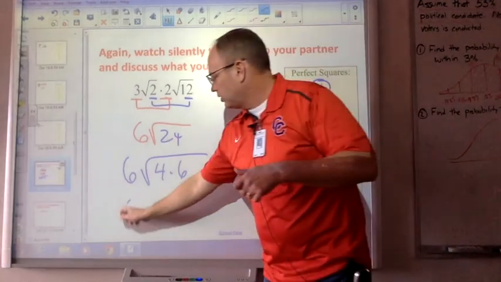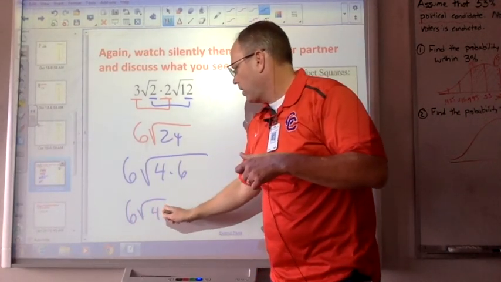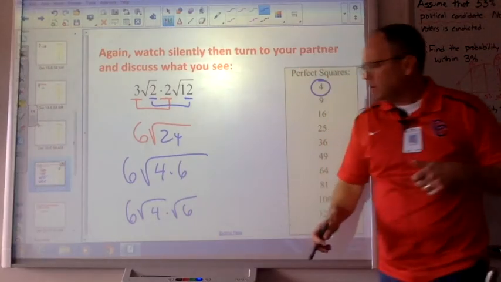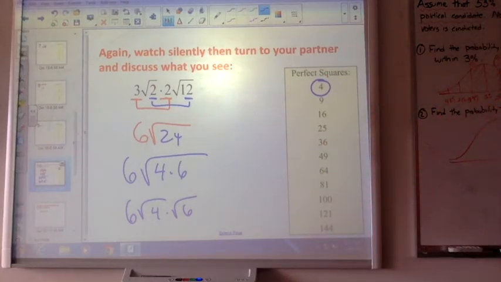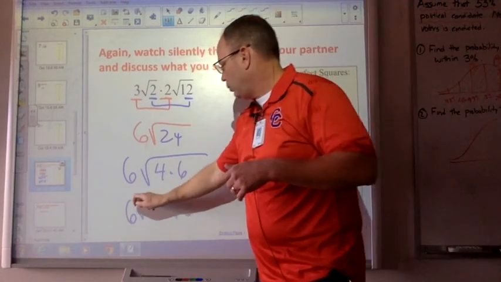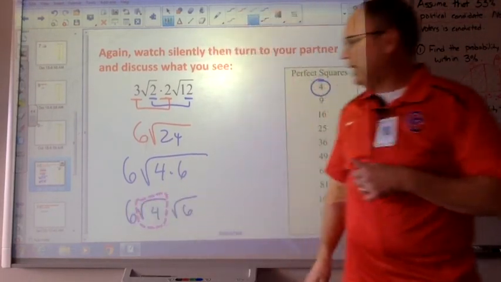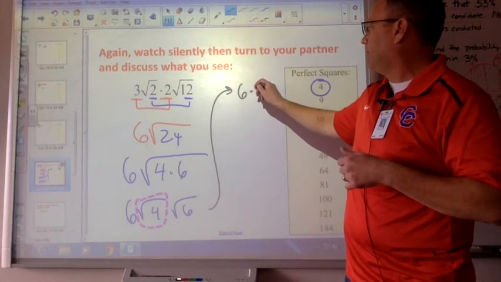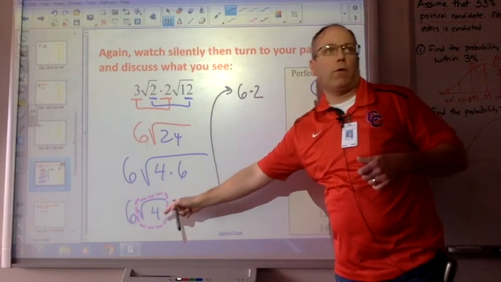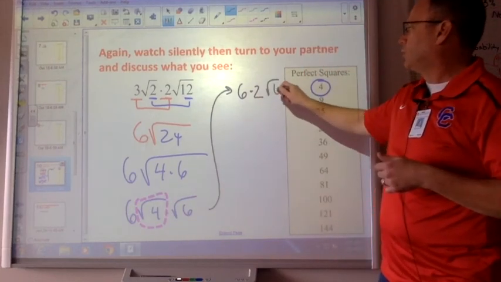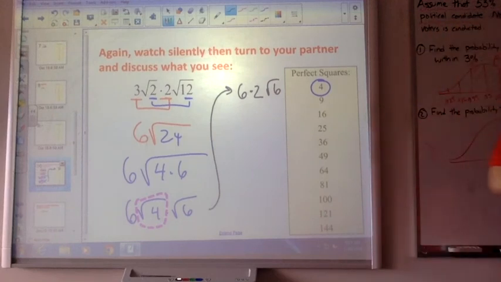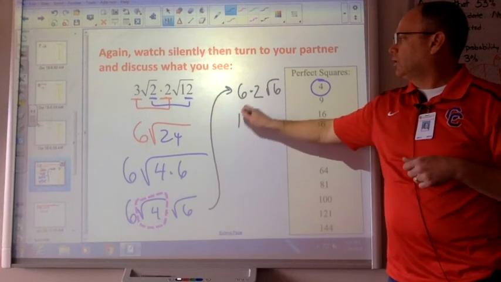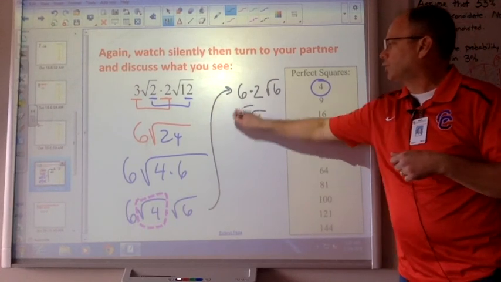Then I can break this down, and I have the square root of 4 times the square root of 6. So the square root of 4 we know to be what? 2. Okay? So this will break down to 2. Let me bring this up top here. So then we get 6 times 2, because that 2 was the square root of 4. The radical's gone now. And then I get square root 6 again. Now I have something else outside to multiply, so I can go 6 times 2 and get 12. So my answer becomes 12 square root 6.